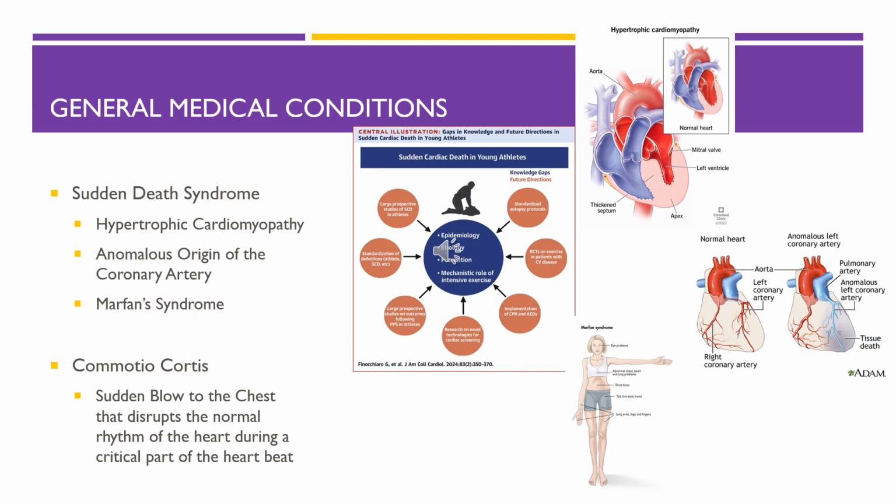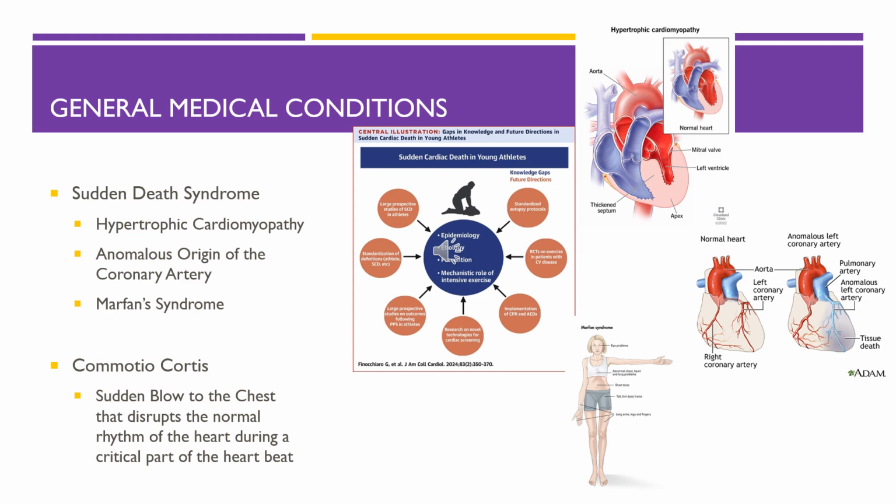Sudden death syndrome in athletes is the most common cause of exercise-induced sudden death in athletes below the age of 35. There are 3 prevalent causes that lead to sudden death syndrome. The first is hypertrophic cardiomyopathy. This is a condition in which there is a thickened cardiac muscle with no evidence of chamber enlargement and extensive myocardial scarring.